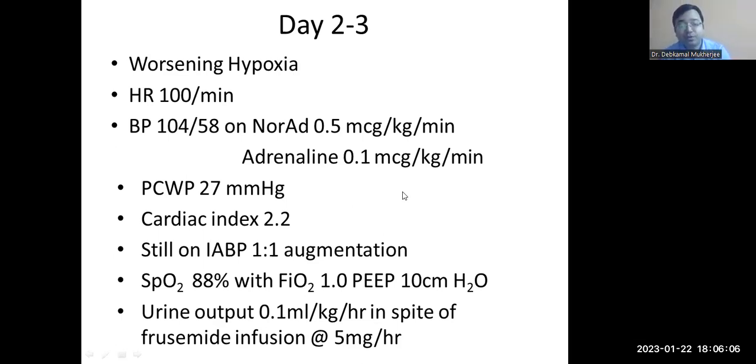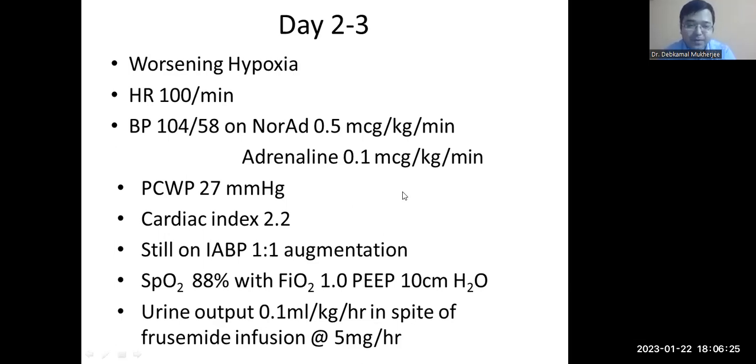His urine output also dropped to 0.1 ml per kg per hour in spite of him being on furosemide infusion, 5 milligram per hour. So this patient was worsening on all parameters.